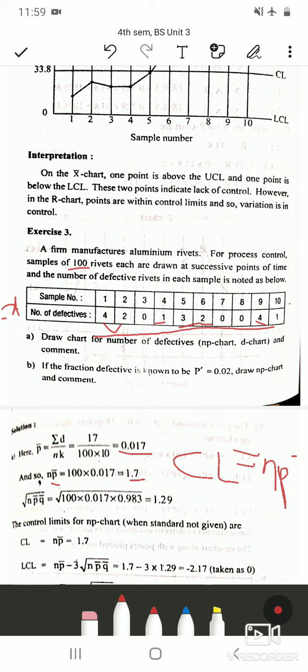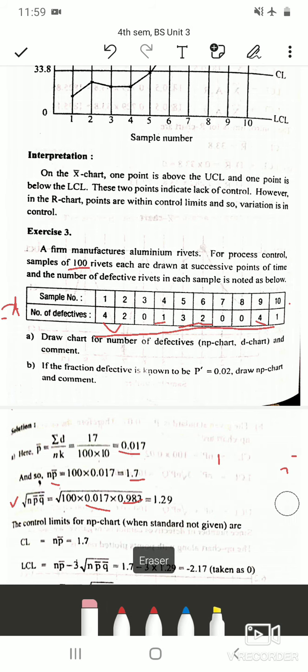Now we will calculate sigma, which is root of n into p bar into q bar. So it is root of 100 into 0.017. This is your p bar and this is your q bar. What is q bar? 1 minus p bar, so you will get 0.983. When you simplify in your calculator, first multiply this, and whatever answer you get, find the square root of it. You will get 1.29.